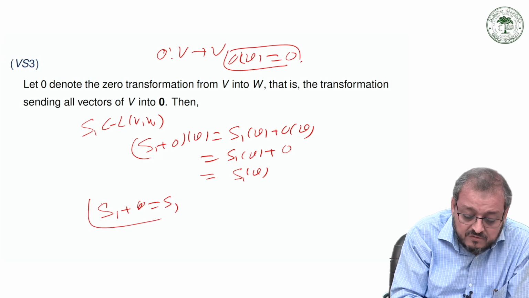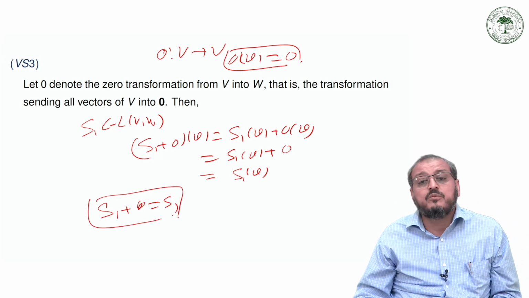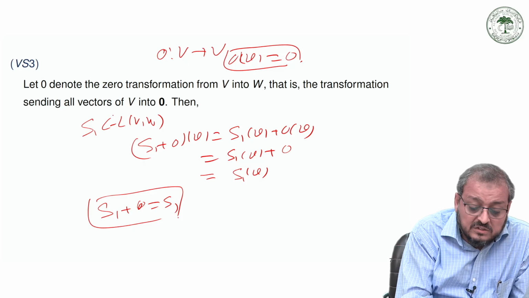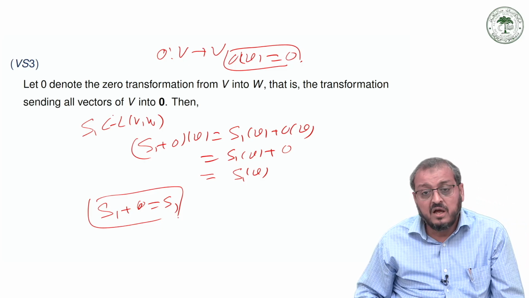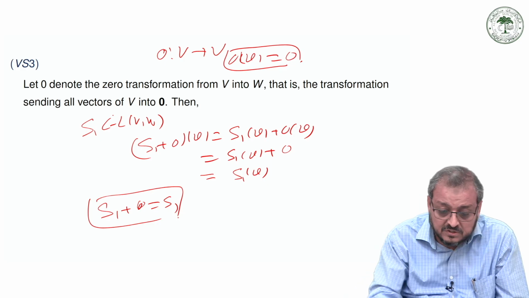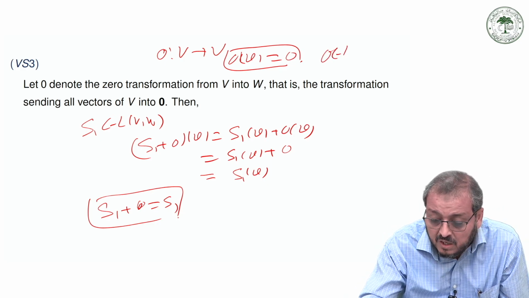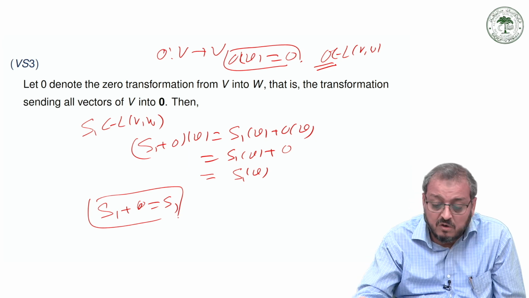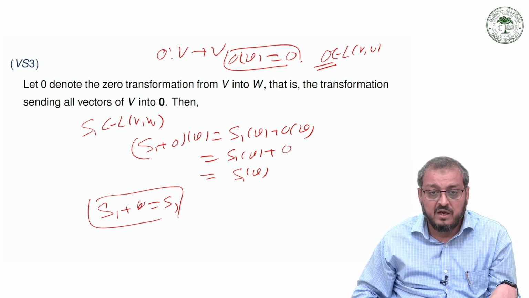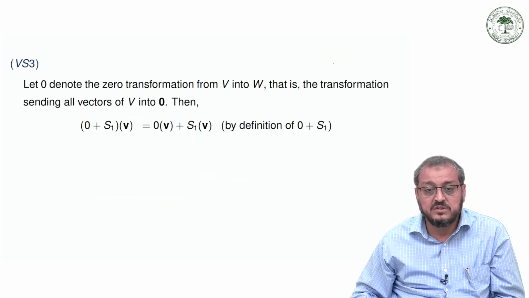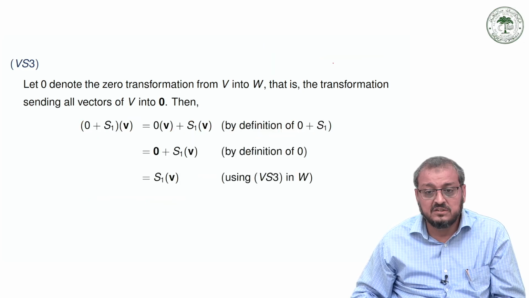So this means we can say that the zero transformation from V to W is the identity of this transformation. This means 0 clearly belongs to L of V comma W, and this transformation is called the zero transformation, which is the identity element under addition for this L(V, W) space.